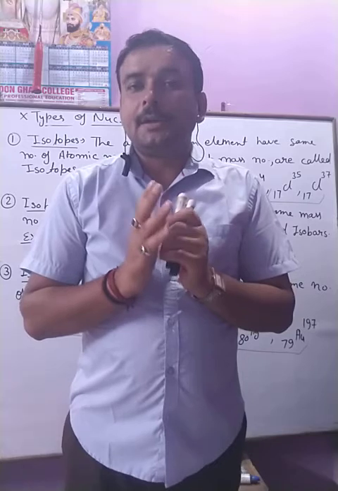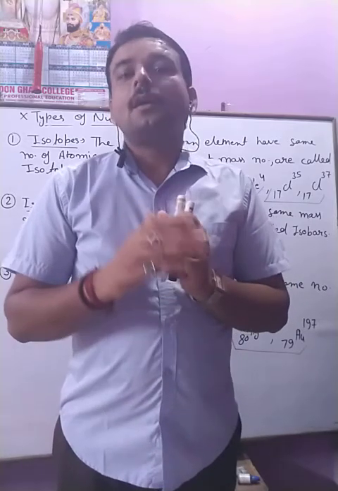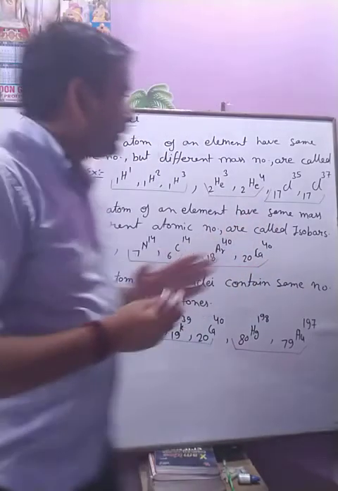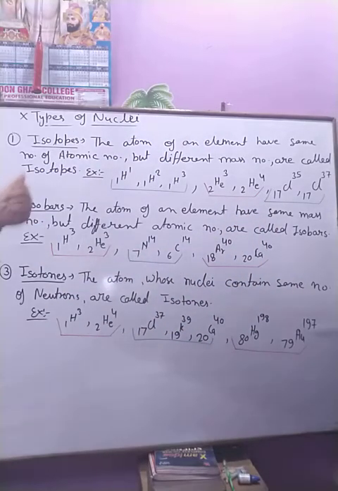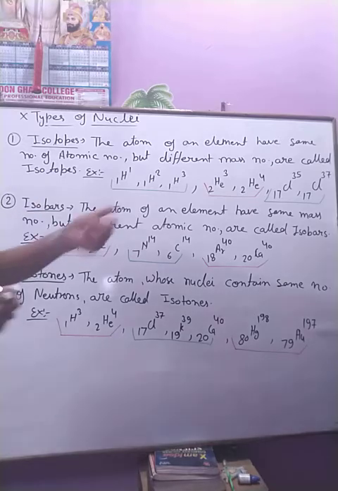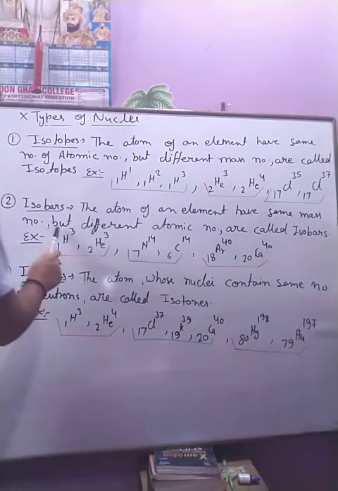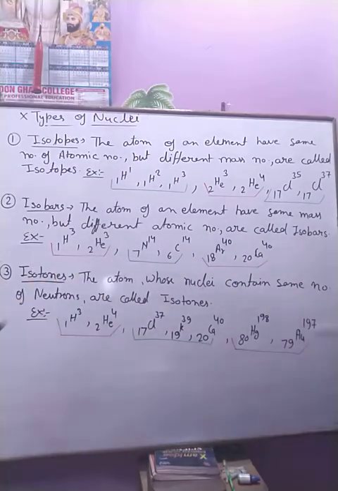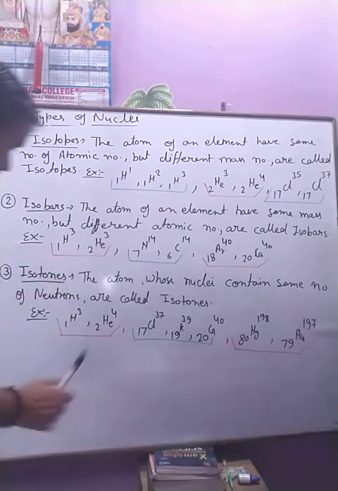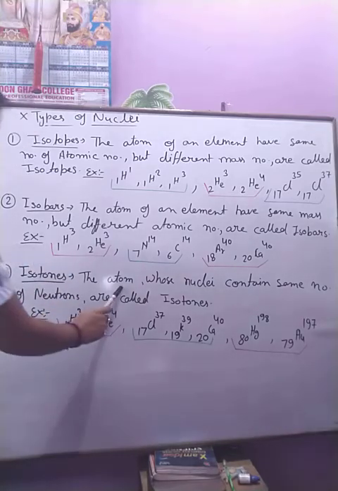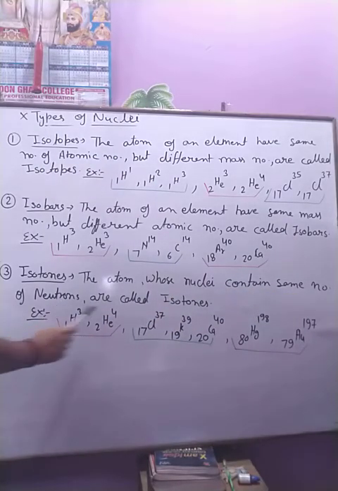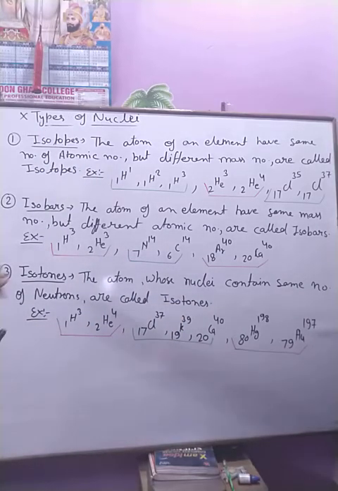the same but the mass number is different. ठीक है. Secondly, the isobars, in which the atoms of an element have the same mass number but different atomic number, are called isobars, and these are a few examples. And the third kind of nuclei is isotones: the atoms whose nuclei contain the same number of neutrons are called isotones. These are the examples of isotones.